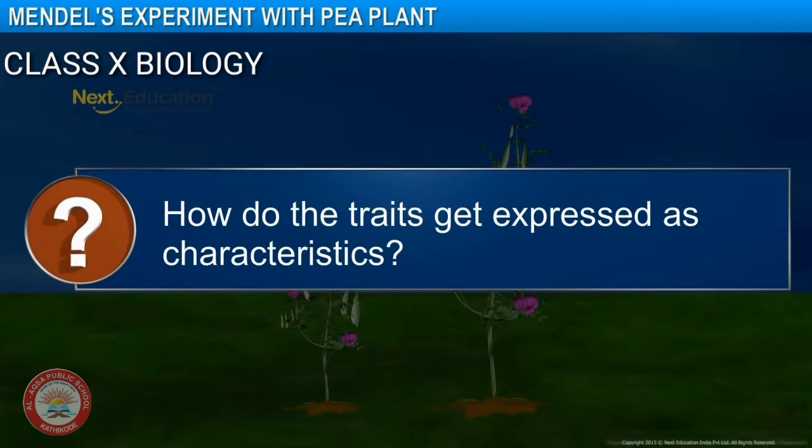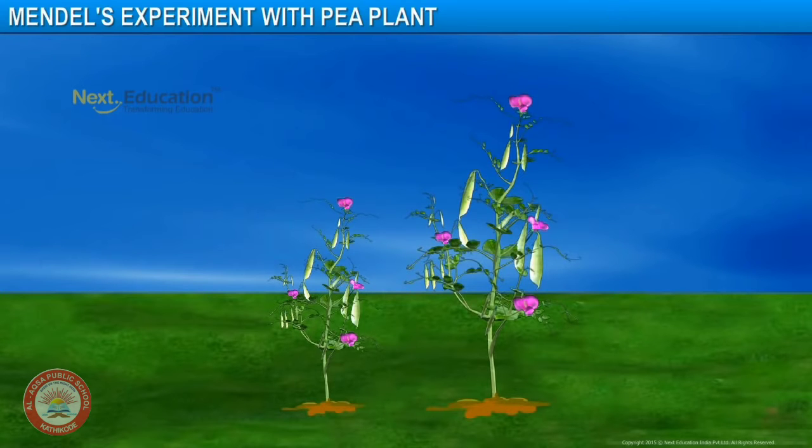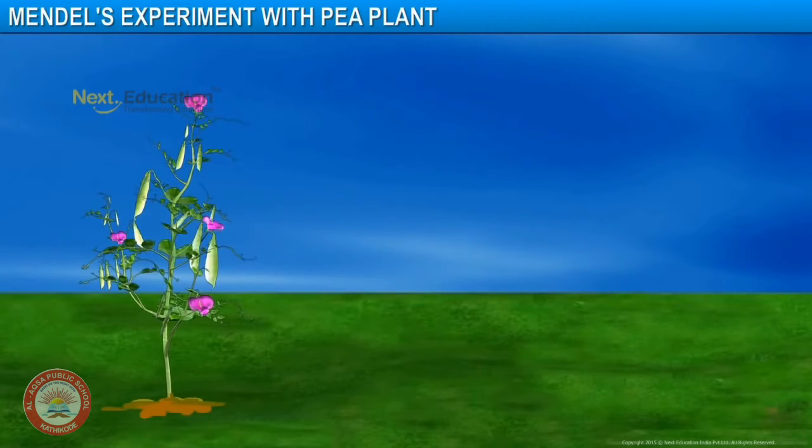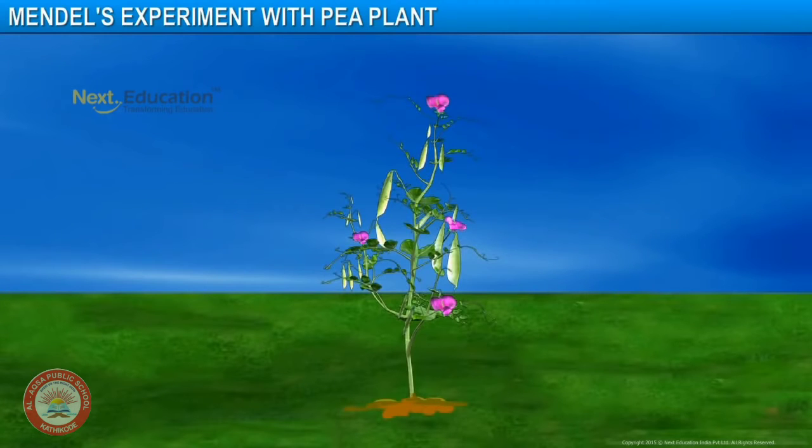Hello everyone. Now we are moving on to how traits get expressed as characteristics. We have already learned that in a cell there is DNA which has information for making proteins. These proteins control the characteristics of a plant. For example, consider a plant with tallness as a characteristic.